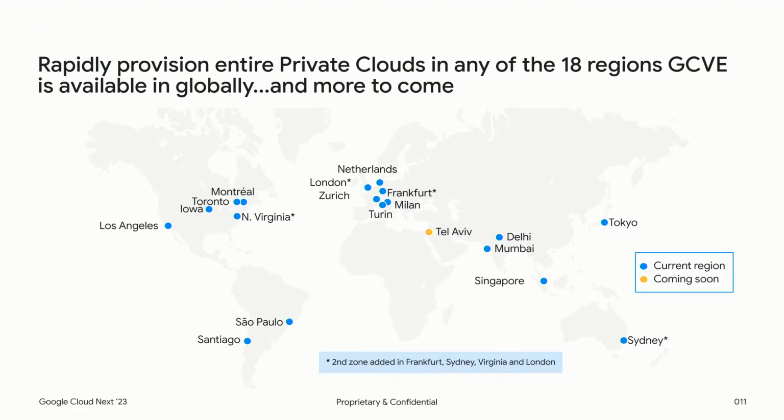Google Cloud VMware Engine is available in 18 regions, including some new additions in Milan, Turin, Delhi, and Santiago. We offer the same 4 nines of uptime SLA for all of these regions where GCVE is available. In some additional regions, such as London, Frankfurt, Sydney, and Virginia, we are offering additional zones to support customers that require higher levels of availability.